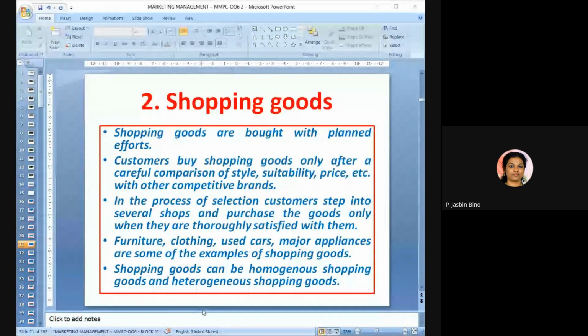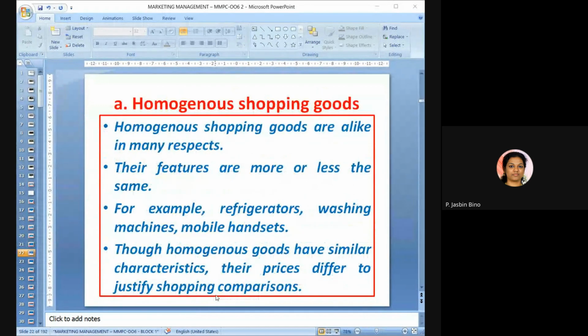So, shopping goods can be homogeneous shopping goods and heterogeneous shopping goods. Homogeneous shopping goods are alike in all respects. Their features will be more or less the same. For example, refrigerators, washing machines, mobile handsets.